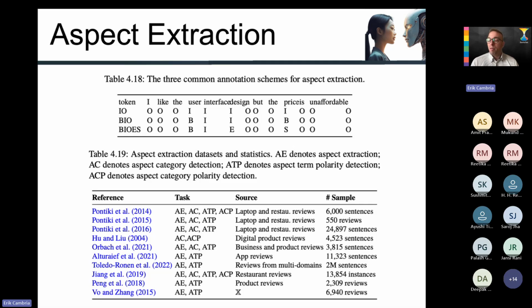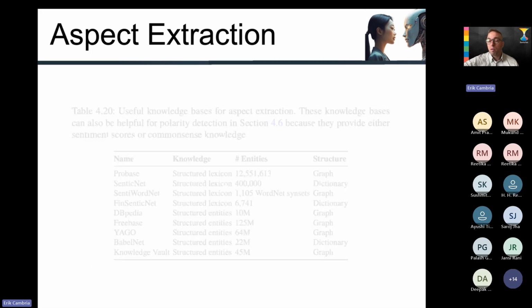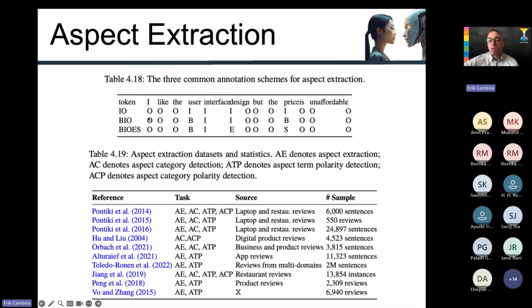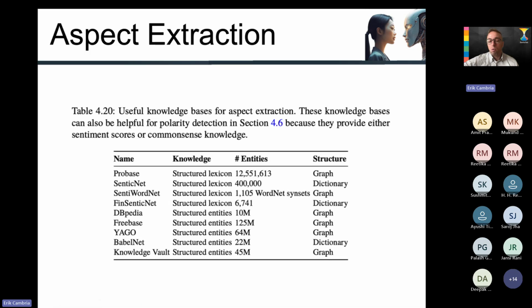But people more recently have been using deep learning for this, and in the book you find a lot of these data sets and benchmarks. And again, to do the labeling, you can use the same annotation scheme that we were looking at before for named entity recognition. And here you also have some lexicons like SenticNet, Probase, but also PrimeNet that we developed for aspect extraction.